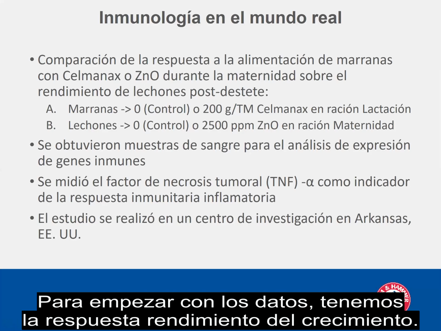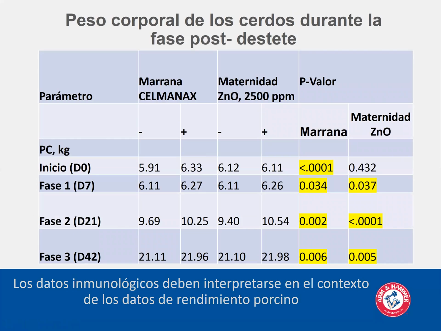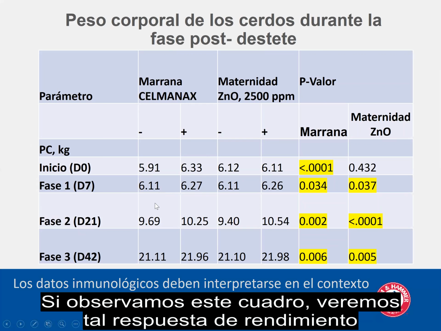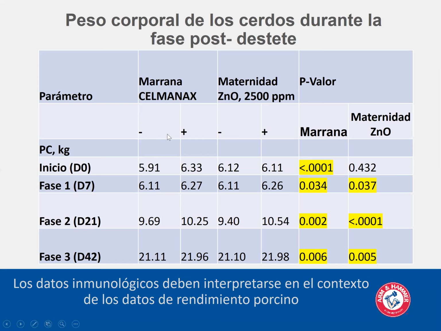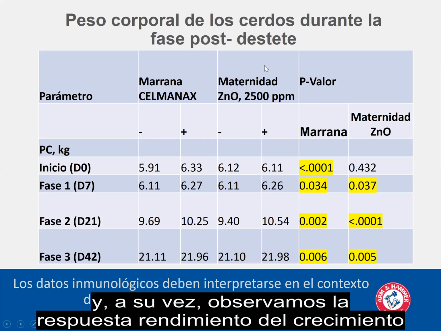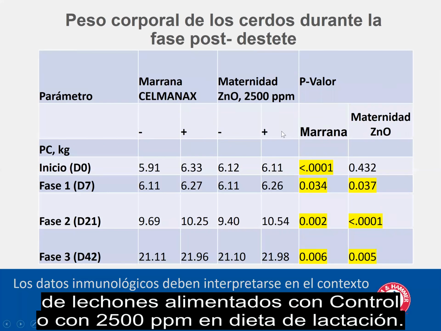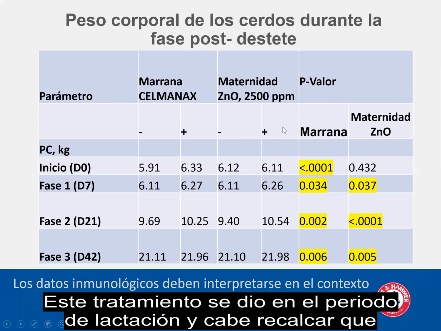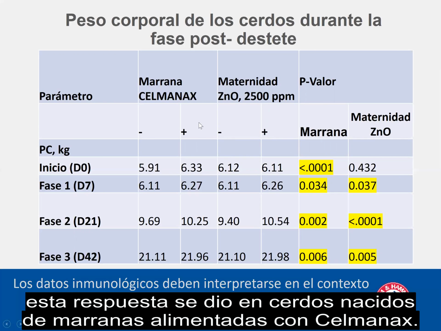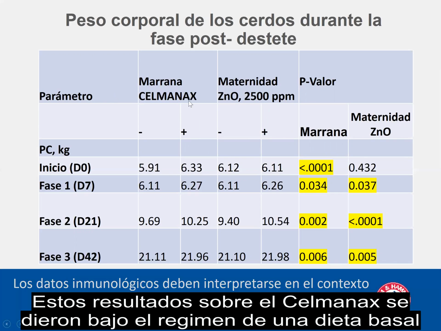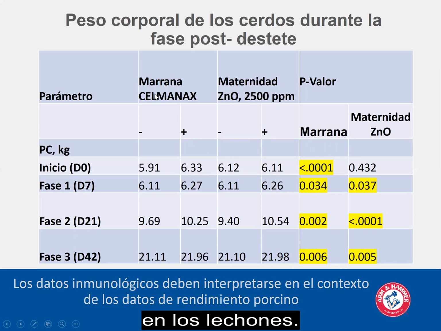Showing the data, we're going to start with the growth performance response. If you look at this chart here, it shows the growth performance response of the nursery pigs that came from sows fed Salmonex or sows that were fed the control, and the growth performance of the nursery pigs that were fed either a control or zinc oxide at 2,500 parts per million in that nursery diet. To just reemphasize, the zinc was fed during the nursery, but this treatment response here was just the pigs from Salmonex fed to the sows. So both of these in the nursery were on a basal diet, looking at the effect of Salmonex fed to the sow on the nursery pigs.